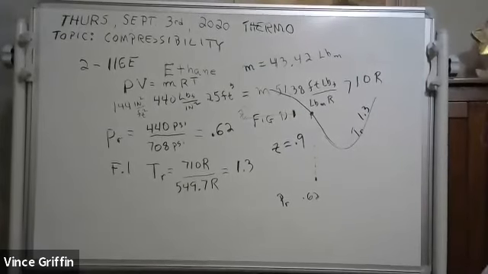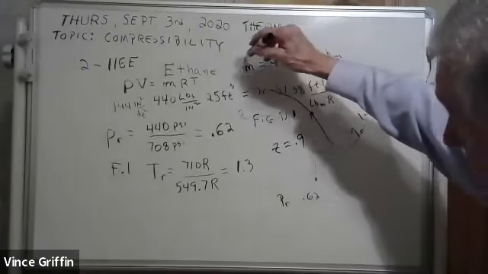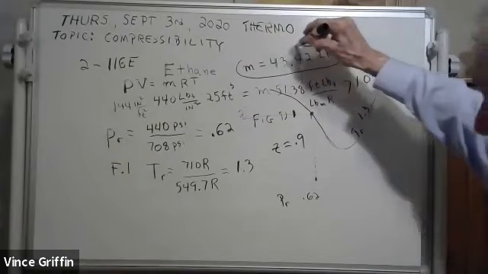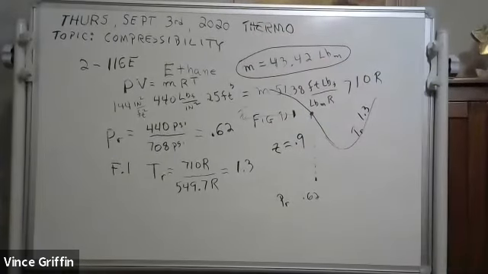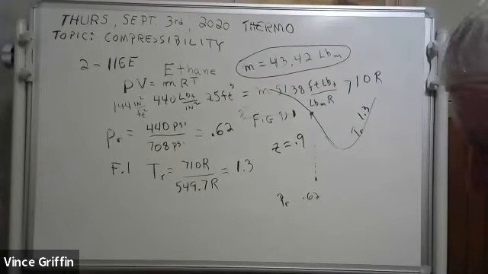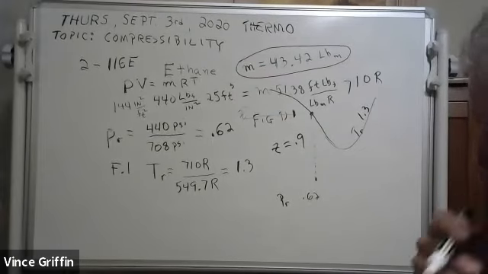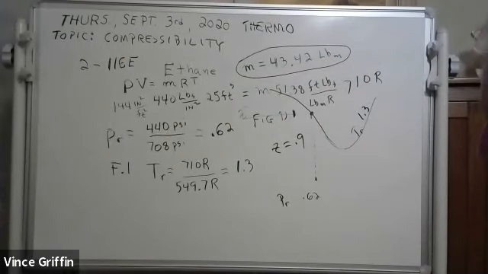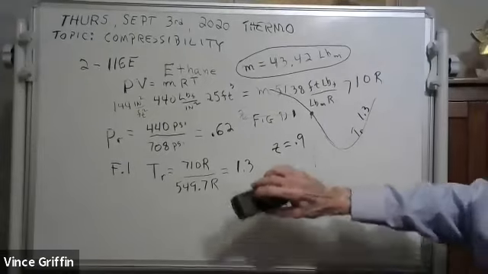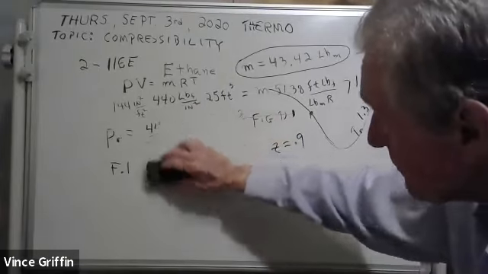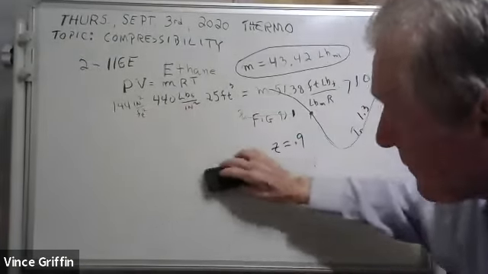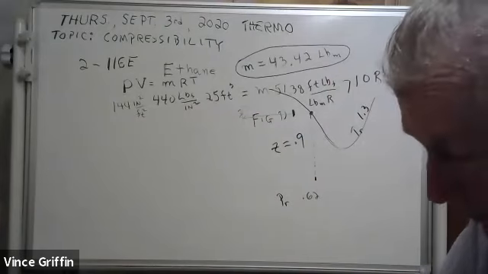And then we're going to use the compressibility to find the mass. Now we found the mass, but this will not be the most accurate. With compressibility will be more accurate. Okay, now to do that, I need a little room. I'm going to have to erase some stuff to make room for this. Here we go.